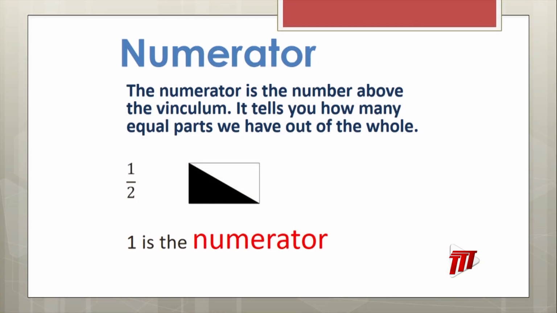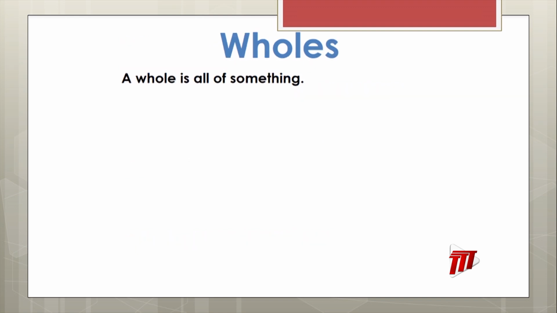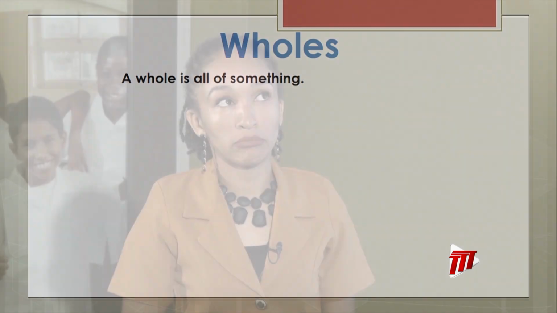So let's look at the same representation again. We have one shape divided into 2 equal parts. And the number 1 represents the shaded area, which is the numerator. All right? So wholes. What are wholes? A whole is all of something. So before I cut that pizza this morning, it would have been a whole pizza. Okay? I didn't share it as yet, so it's a whole.